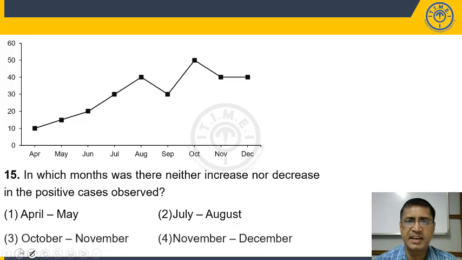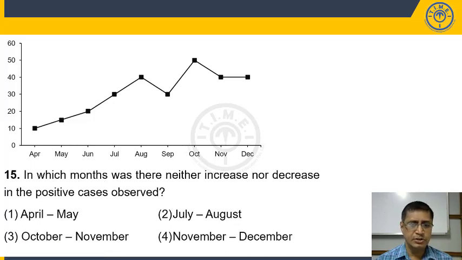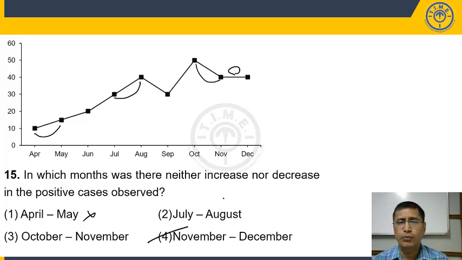Now look at the next example on your screen. In which months was there neither increase nor decrease in positive cases observed? So there is no change in the number of positive cases in which of the following months. April, May, there is a change. And July, August, there is a change. Okay, and October, November, there is a change. November, December, there is no change. So what is the right answer? Option 4. Choice 4 is the right answer. Just by observation, you can answer this example.